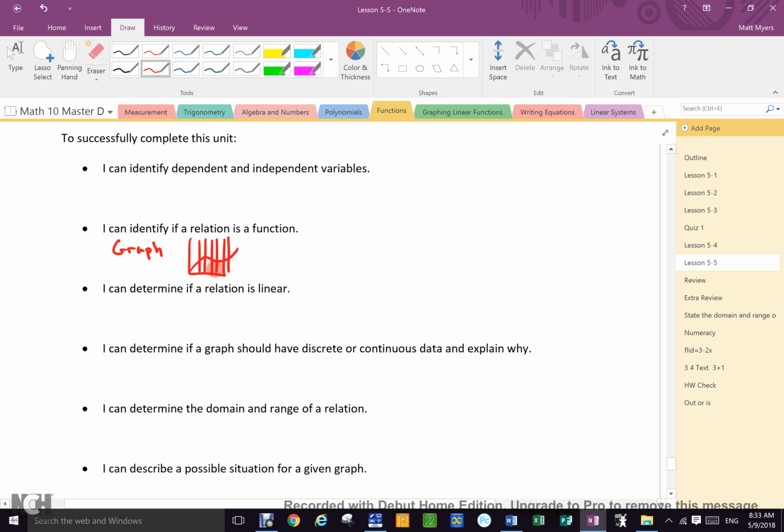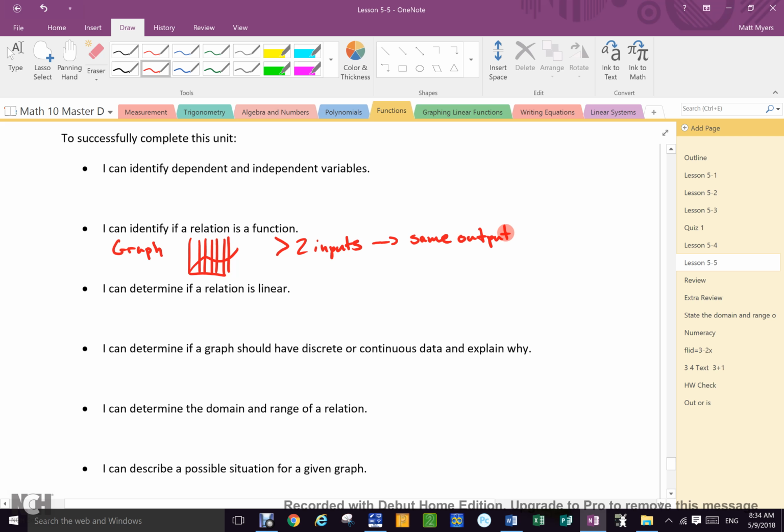But what if you don't have a graph? Then what must you check? Yeah, the inputs and outputs, right? If 2 independent variables give you the same dependent variable, it's not a function. It's a relation. If there are 2 inputs or more that give you the same output, it's a relation.